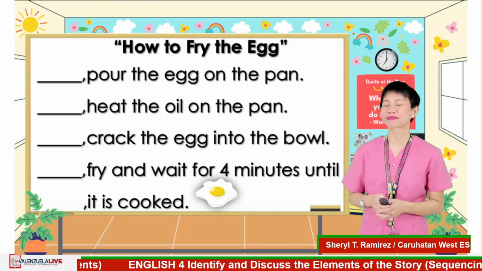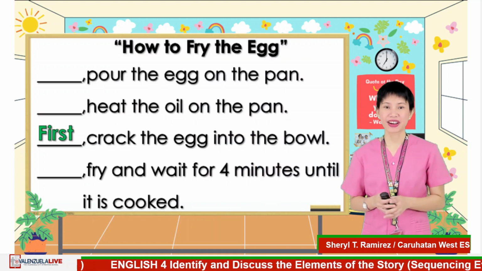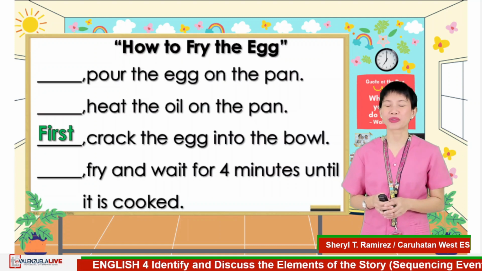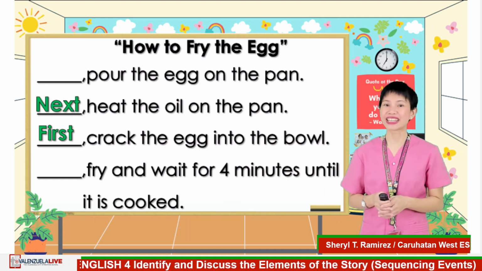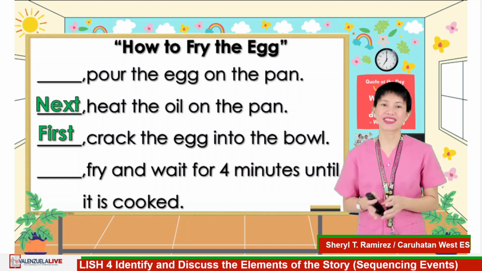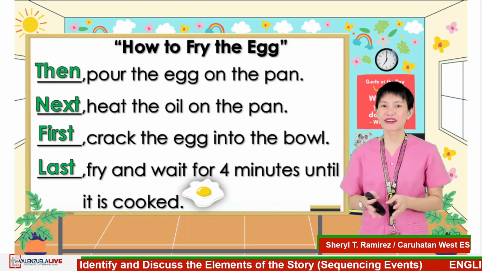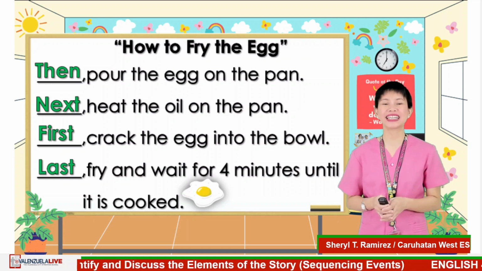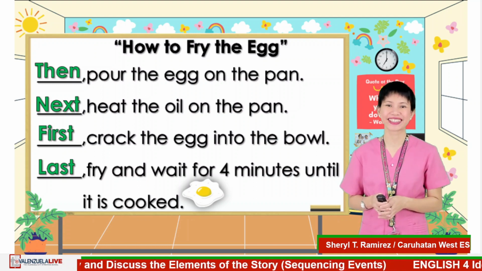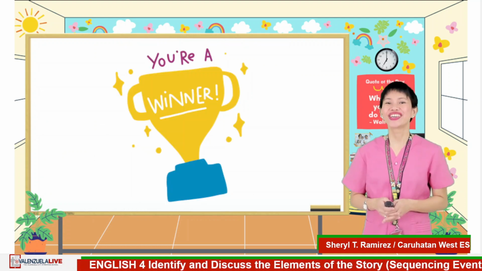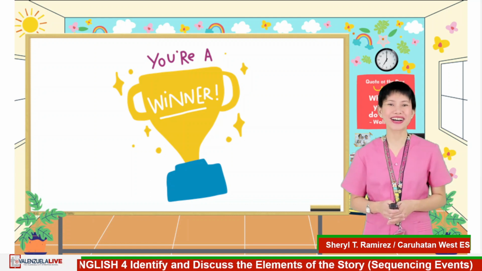Let's check them. First, crack the egg into the bowl. Next, heat the oil on the pan. Then, pour the egg on the pan. Last, fry and wait for 4 minutes until it is cooked. You're a winner! Keep it up!